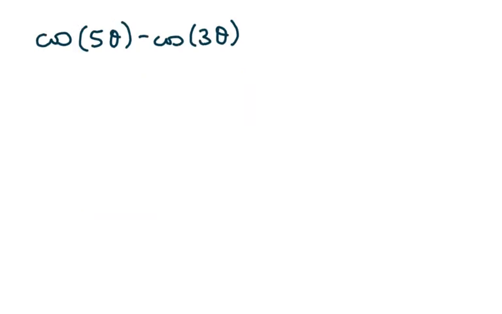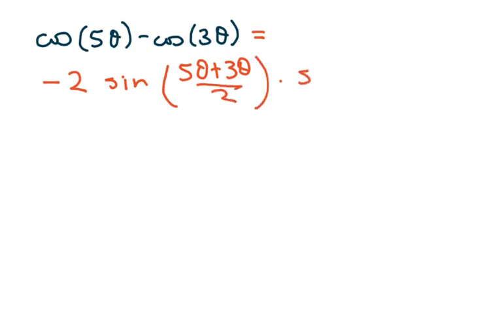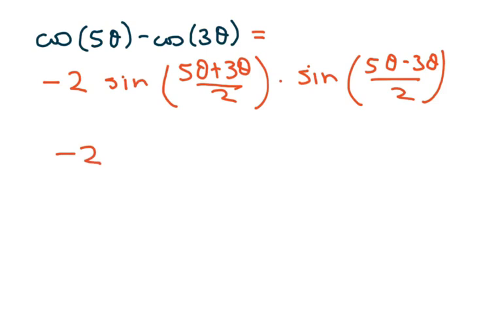Okay, the next one we have cosine of 5 theta minus cosine of 3 theta, and I'm going to use my formula, which is negative 2 times sine of 5 theta plus 3 theta over 2 times sine of 5 theta minus 3 theta over 2. And I'm going to do 2 steps in one here. I'm going to add the numerators and divide. So it's 8 theta divided by 2 is 4 theta times sine of 5 theta minus 3 theta is 2 theta over 2 is just theta. And I'll go ahead and do that.